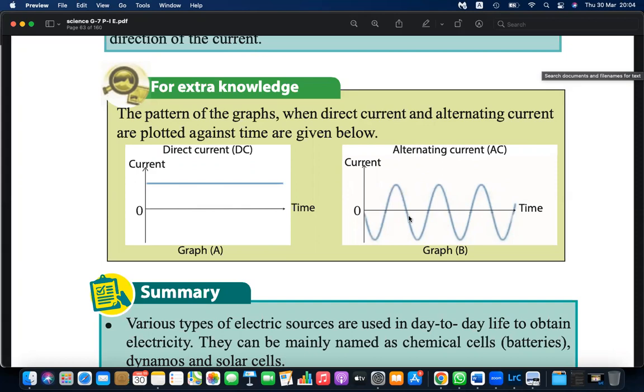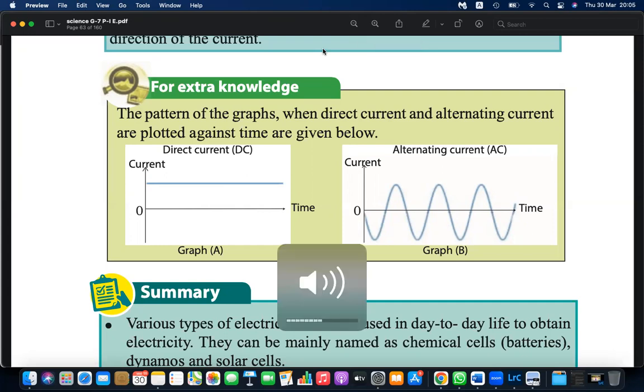But a filament bulb, you saw, will work because a filament bulb is only considering the illumination, not the direction. So what about an LED bulb? Will it work with DC current or AC current? LED bulb, light emitting diode. Is it working with AC current or DC current?